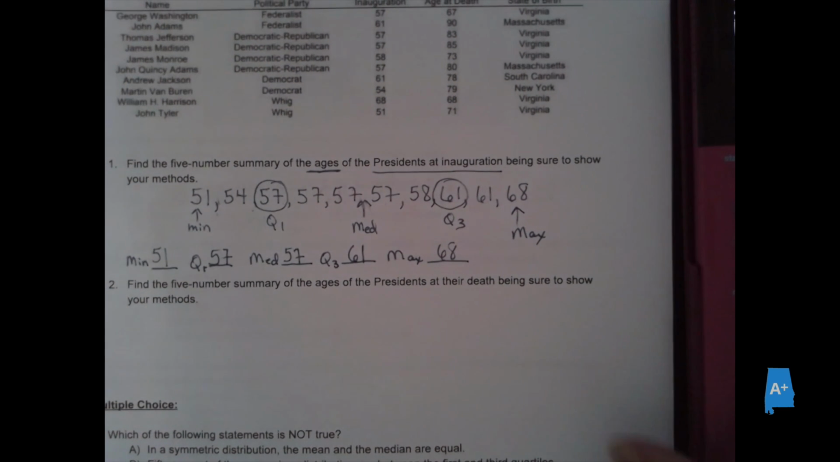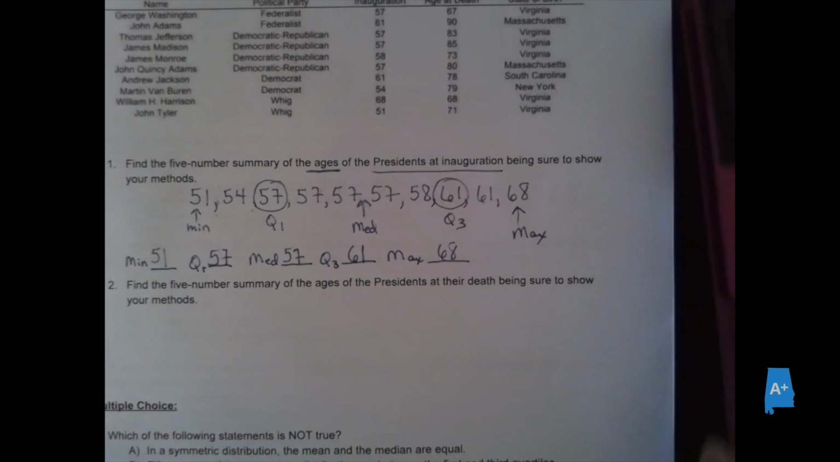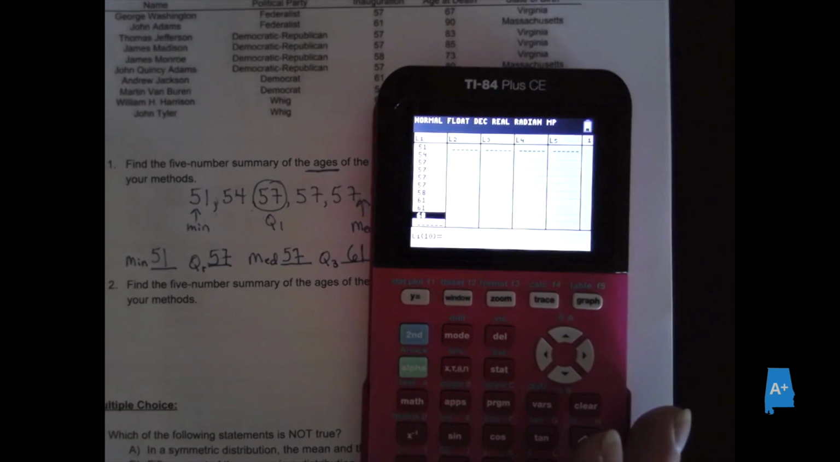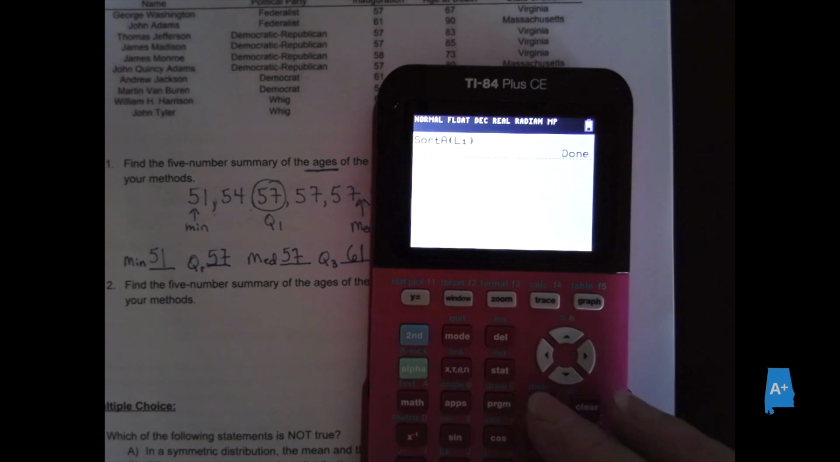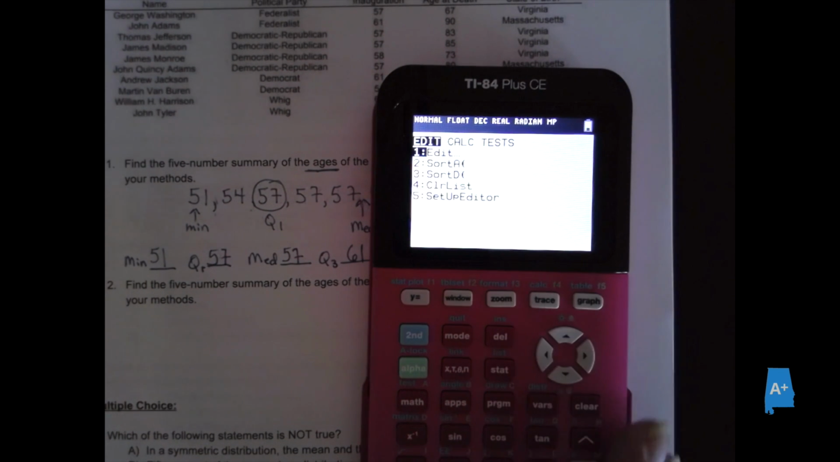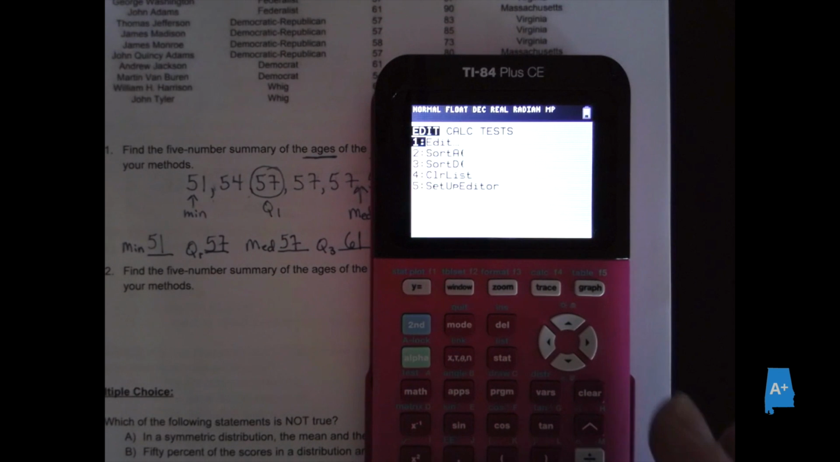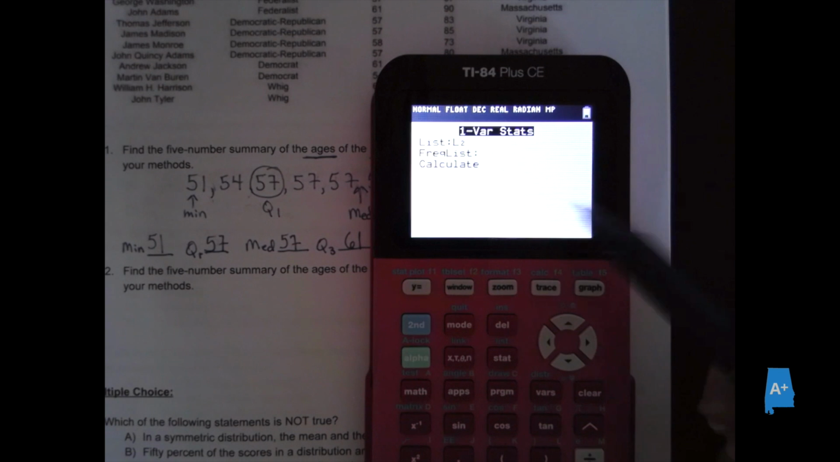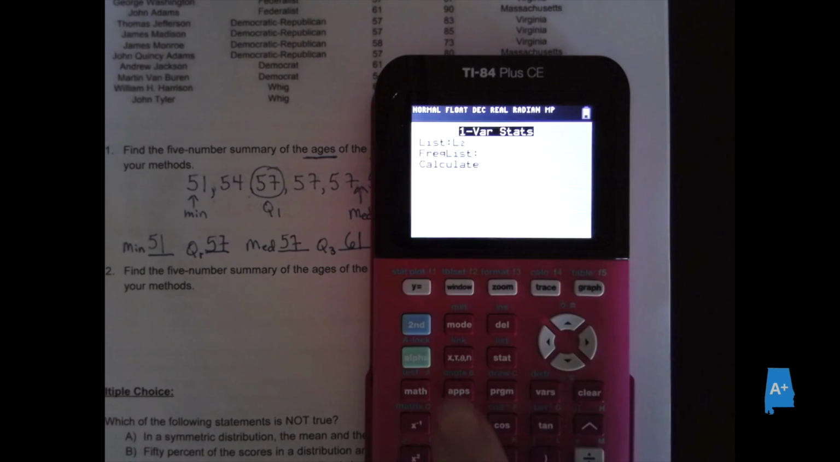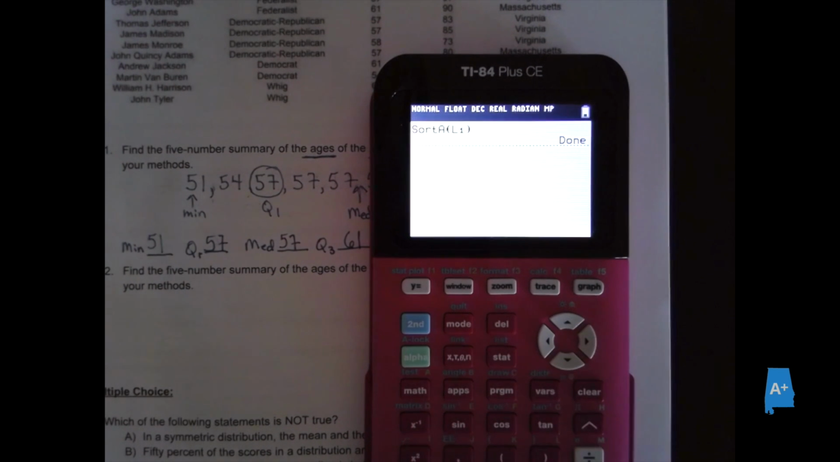So here's my calculator. We can still see that. I'm going to go second quit. I'm going to do stat, the stat button. Right for calc, 1-Var Stats. I don't want L2, I want L1. So remember, second one gets you list 1. And I want to calculate.